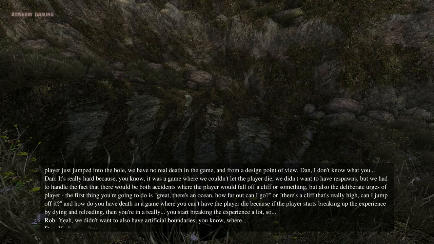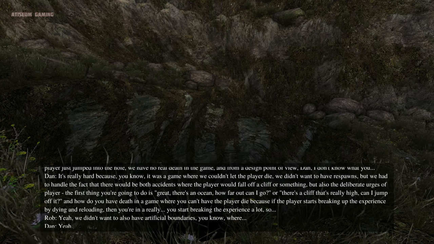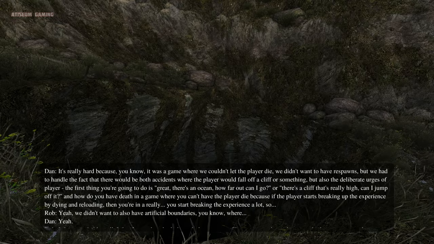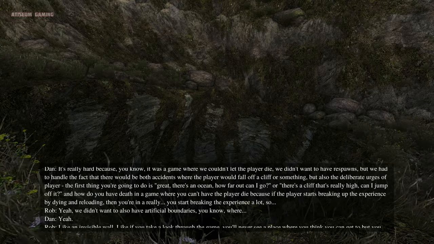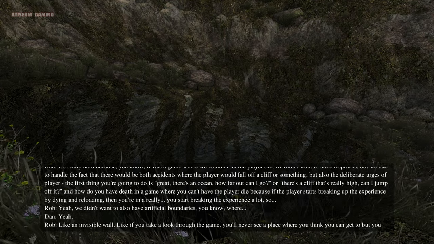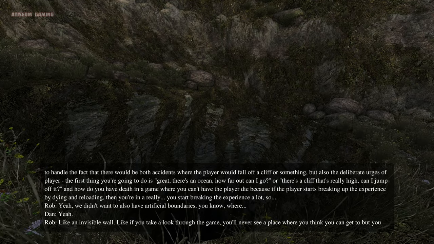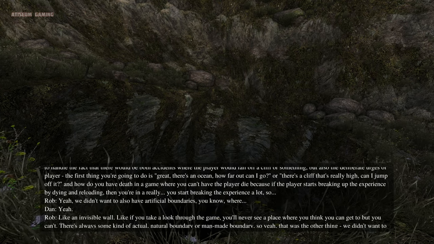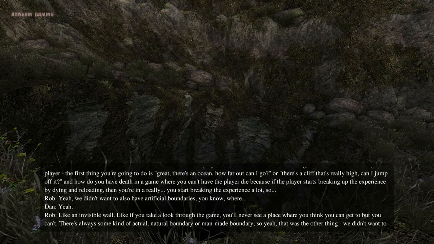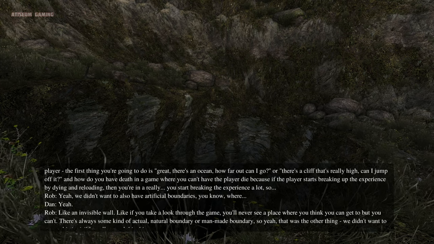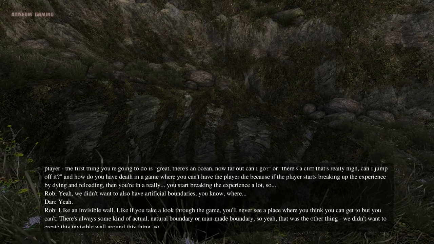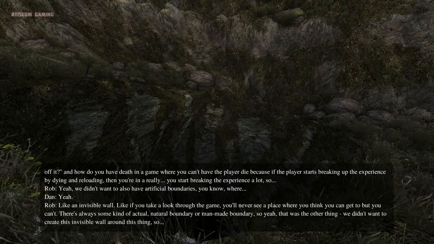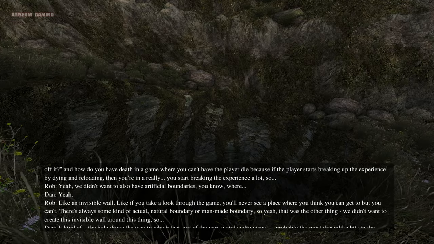But the other issue that we faced was, what happens if the player just jumps into the hole? We have no real death in the game. From a design point of view, it was really hard because it was a game where we couldn't let the player die. We didn't want to have respawns, but we had to handle the fact that there would be accidents where the player would fall off a cliff or something, but also the deliberate urges of the player. The first thing you're going to do is go, great, there's an ocean, how far out can I go? Or, there's a cliff that's really high, can I jump off it? And how do you have death in a game where you can't have the player die?